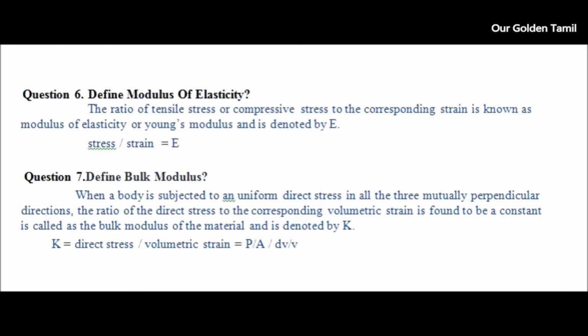Question 7. Define bulk modulus. When a body is subjected to a uniform direct stress in all three mutually perpendicular directions, the ratio of the direct stress to the corresponding volumetric strain is found to be a constant, called the bulk modulus of the material and is denoted by K. K equals direct stress/volumetric strain equals P/(dV/V).